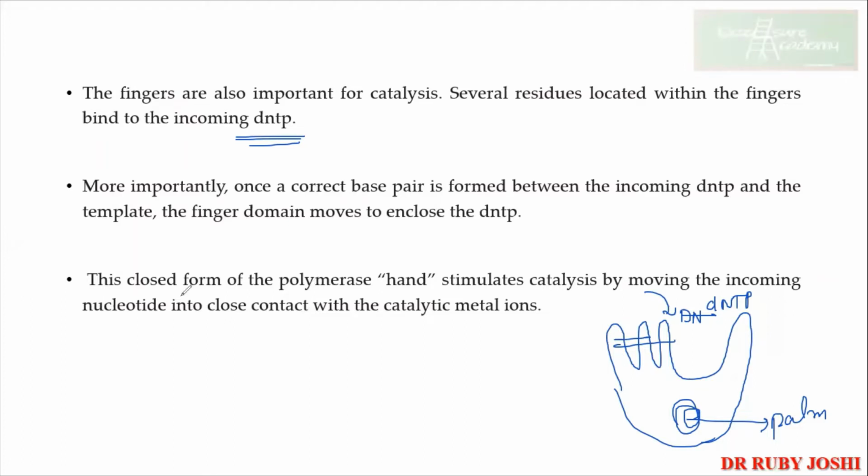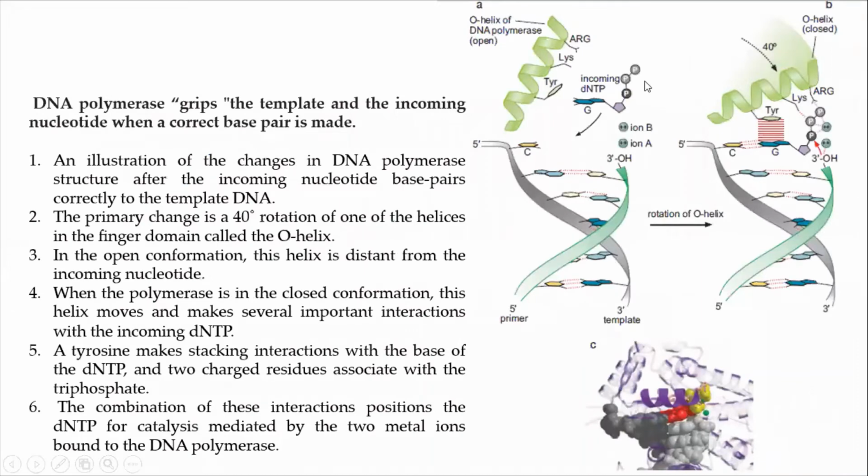So this closed form of the polymerase hand stimulates catalysis by moving the incoming nucleotide into close contact with the catalytic metal ions. Now, look at this figure. So this is really very important because बहुत बार आ चुका है, and I'll tell you what questions they have asked. So two types of questions were asked in this. Pehla, by what angle it is rotated, and what are the amino acids which are responsible for this detection. Okay.